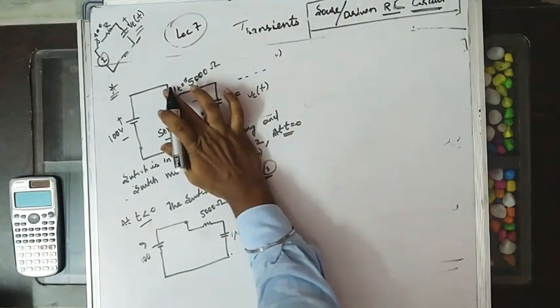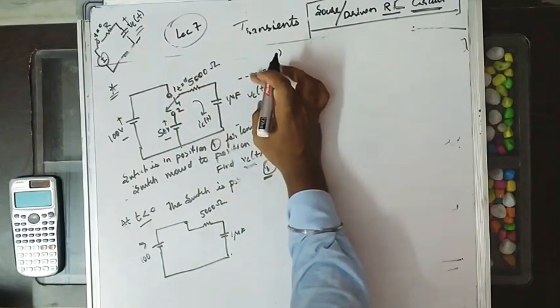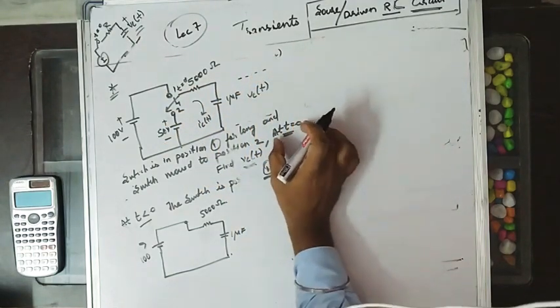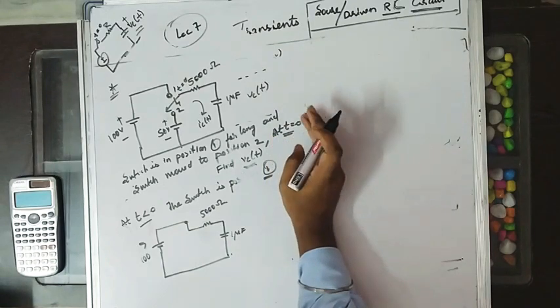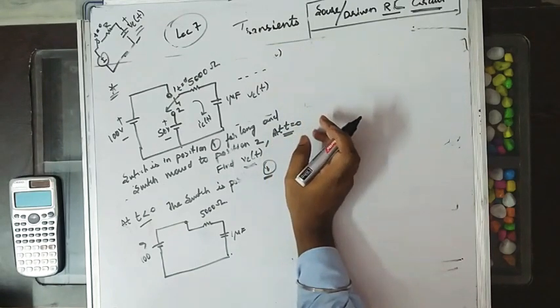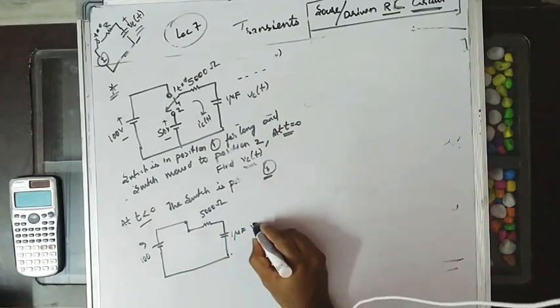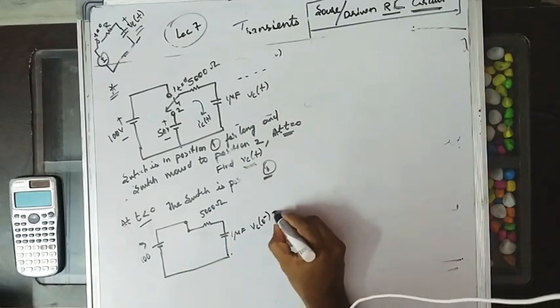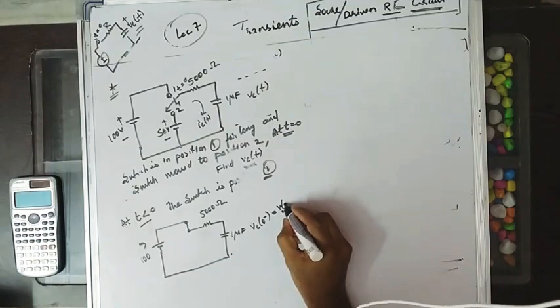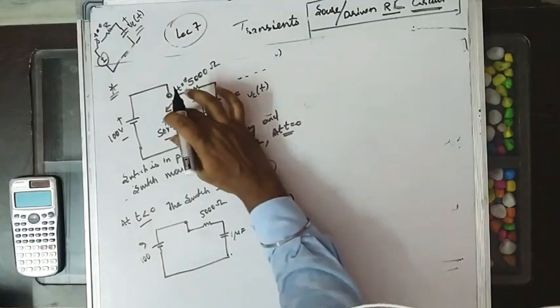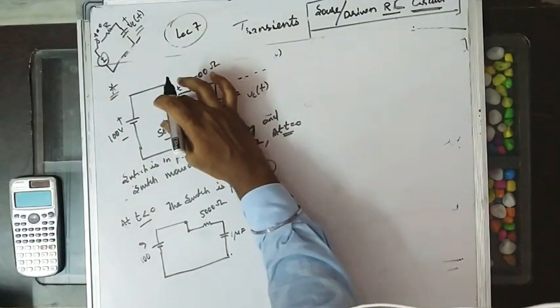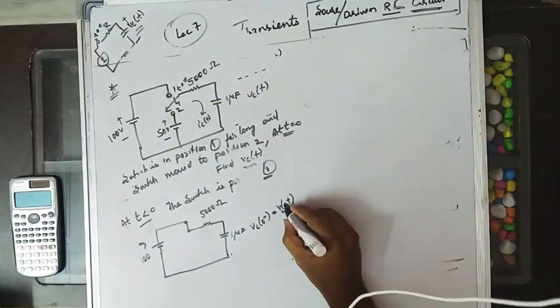When the switch is operating in position 1, we need to find Vc of t, concentrating on the operation after time t equal to 0. Before time 0, the switch has already operated for a long interval of time. Then the voltage across the capacitor is taken as the initial condition, that is, the value just before turning the switch at time 0.